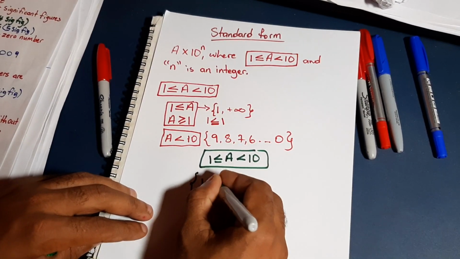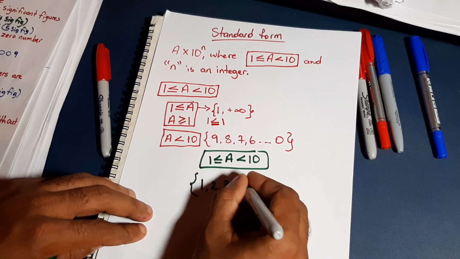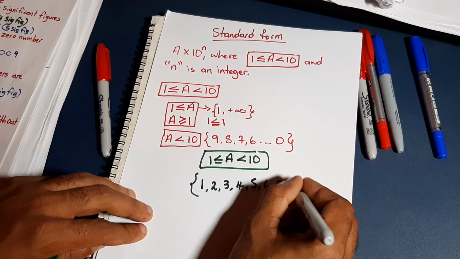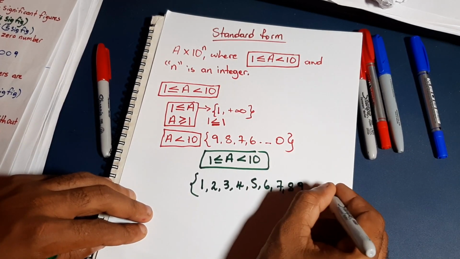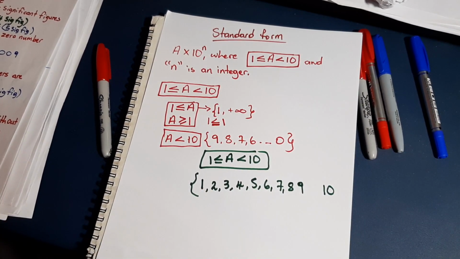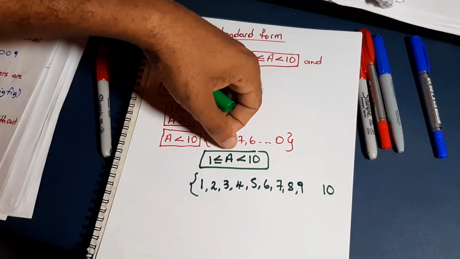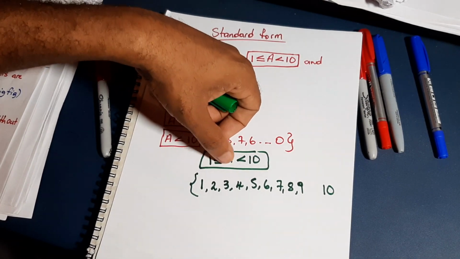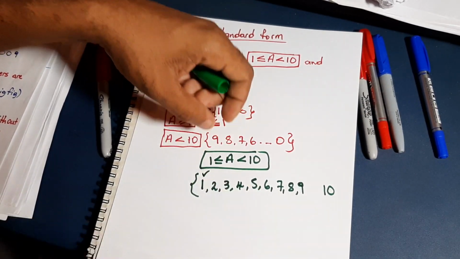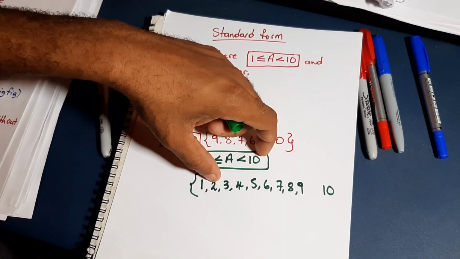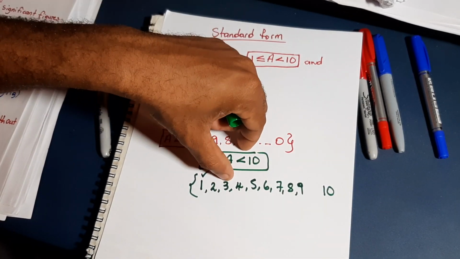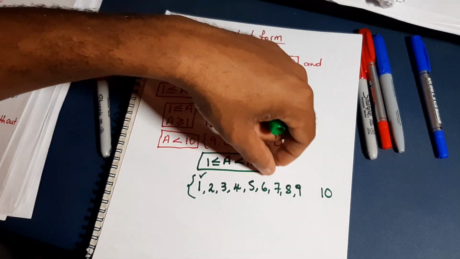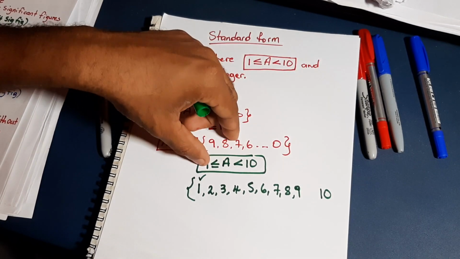Now, 2, 3, 4, 5, 6, 7, 8, 9. Would 10 satisfy this inequality? Let's see. It says that a should be greater than or equal to 1. Is 1 greater than 1? No, but it's equal to it, so 1 would satisfy this inequality. 2, yes, it would, because it's greater than 1. 3, greater than 1. 4, greater than 1. 5, greater than 1. Right up to 9 is also greater than 1.